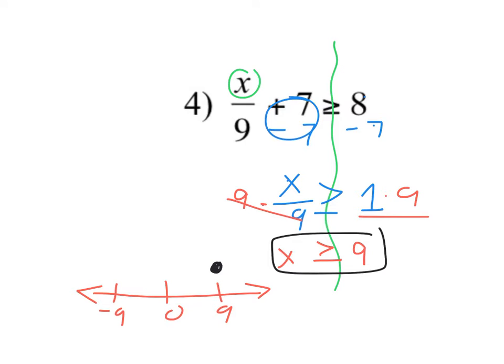I see this answer here, closed circle. There's my closed circle. X is greater than or equal to 9. The unknown value is greater than or equal to 9. All right, next page.